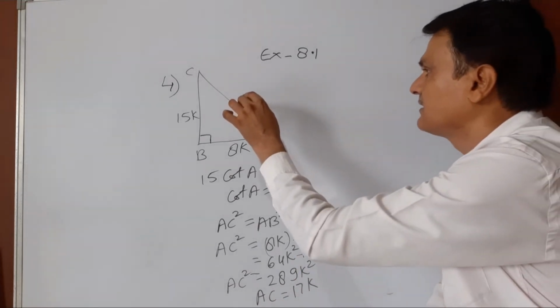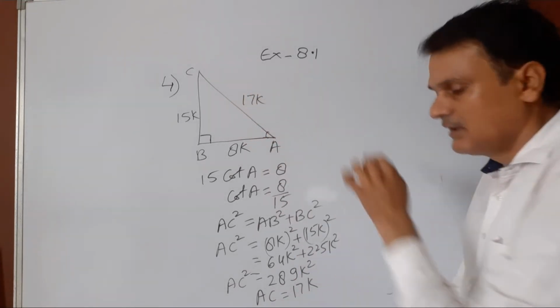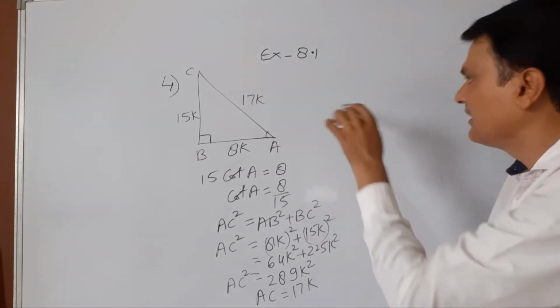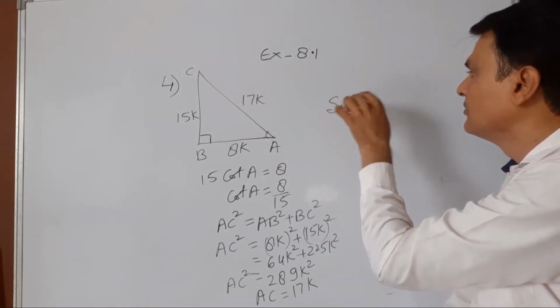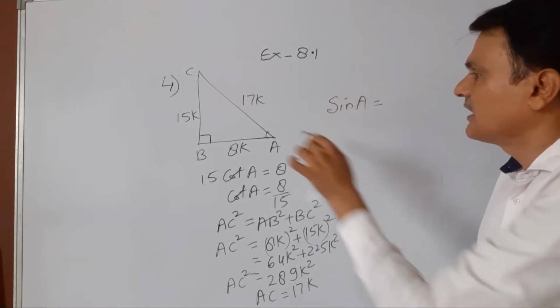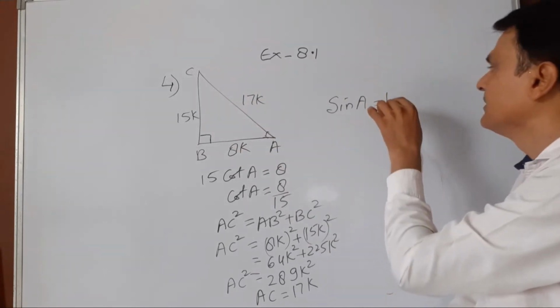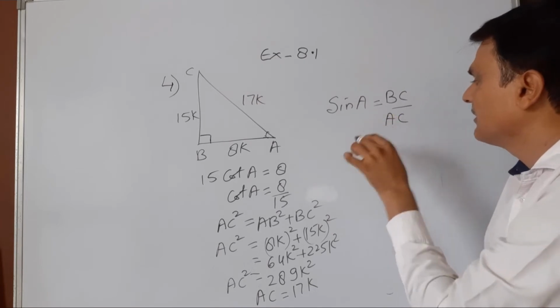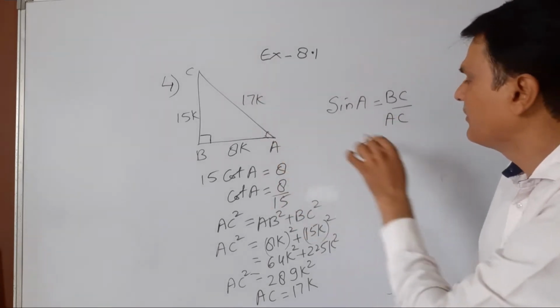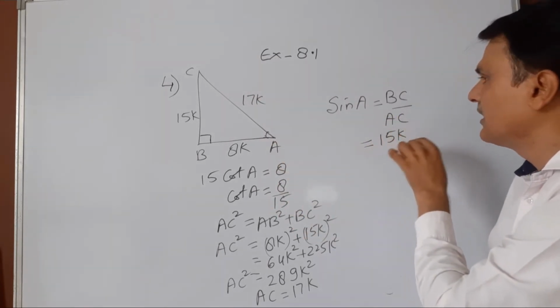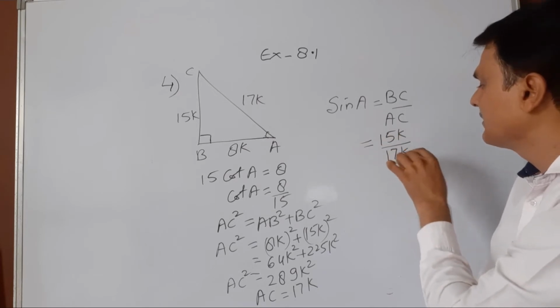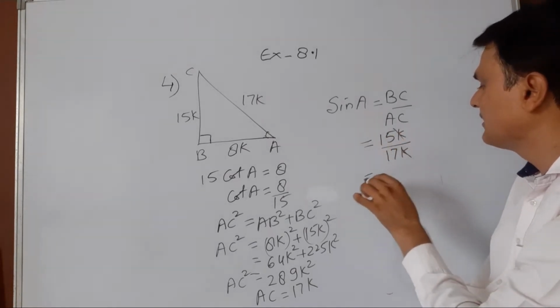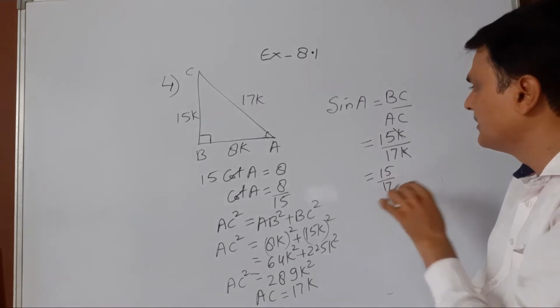So we write AC as 17K. Hence we have to find sin A. So sin A equals the side opposite to angle A, that is BC, upon the hypotenuse AC, and BC has a value of 15K upon AC, which is 17K. K cancels out, we get 15 upon 17.